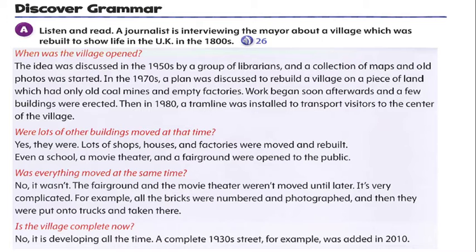Were lots of other buildings moved at that time? Yes, they were. Lots of shops, houses, and factories were moved and rebuilt. Even a school, a movie theater, and a fairground were open to the public. Was everything moved at the same time? No, it wasn't. The fairground and the movie theater weren't moved until later. It's very complicated. For example, all the bricks were numbered and photographed, and then they were put onto trucks and taken there. Is the village complete now? No, it is developing all the time. A complete 1930s street, for example, was added in 2010.